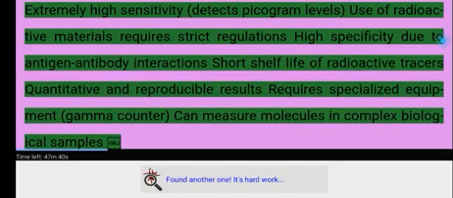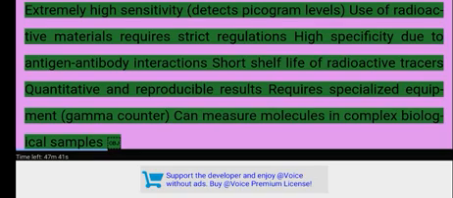Advantages. Limitations. Extremely high sensitivity, detects picogram levels. Use of radioactive materials requires strict regulations. High specificity due to antigen-antibody interactions. Short shelf life of radioactive tracers. Quantitative and reproducible results. Requires specialized equipment. Gamma counter can measure molecules in complex biological samples.